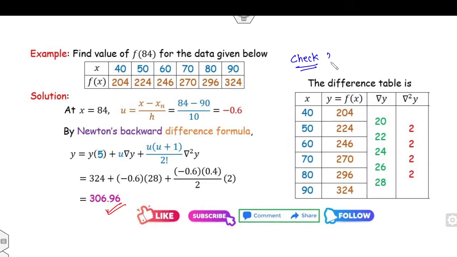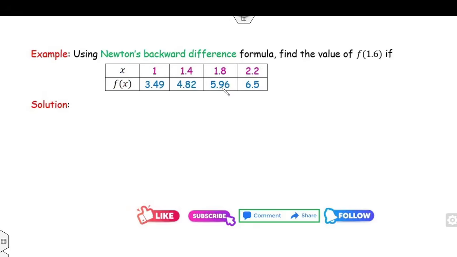How can you check your answer? Because our target is to find the value at 84, which lies between 80 and 90, and your answer must lie in between them. Now look at the second example.